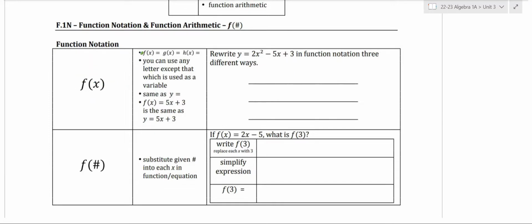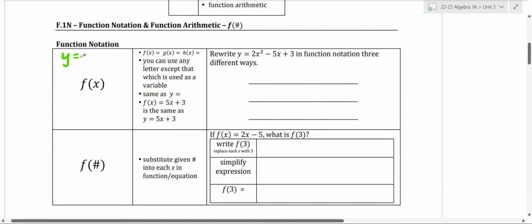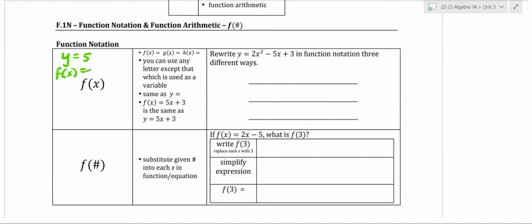We've seen this before. F of x can be equal to, we can use any letter. It's interchangeable. It all depends on how we want to define our output variable. It's the same thing as y. So for example, if y equals 5, then f of x equals 5. They're equal to each other. Y equals f of x. So they're interchangeable.